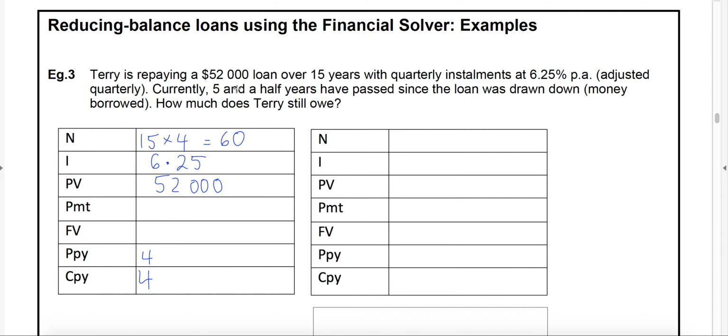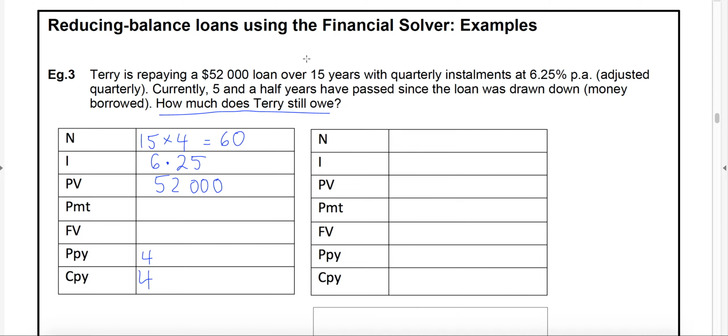Now, it's saying currently 5.5 years have passed since the loan was drawn down. Now, when it says the loan was drawn down, it just means it's 5.5 years since the loan was started, so since it was borrowed. How much does he still owe?